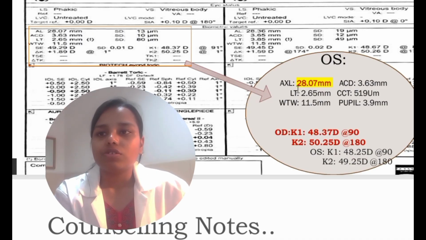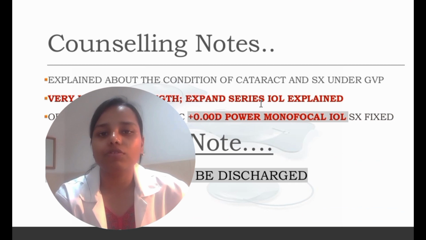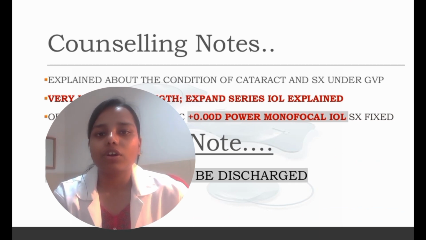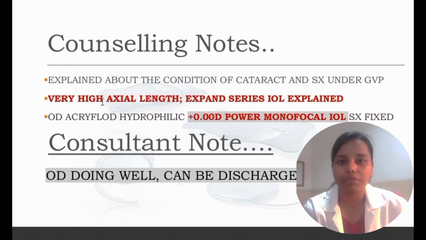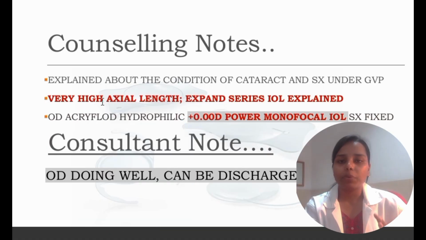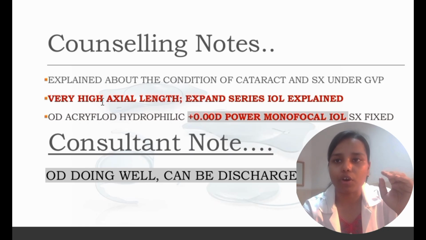In the counseling notes, the counselor explained about the condition of the cataract to the patient. Actually, we have to explain all the conditions to the patients before going to surgery, right? Because the patient's family will be seeing all the things, they will be thinking, and then they will come for the surgery. So we have to properly explain the condition the patient is going through to the patient's family, okay? That is what the counselor has put here.